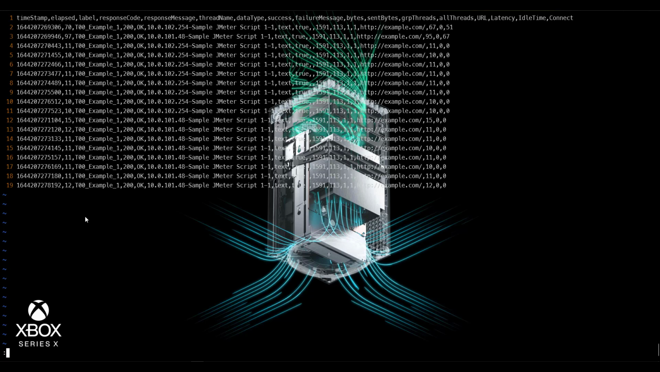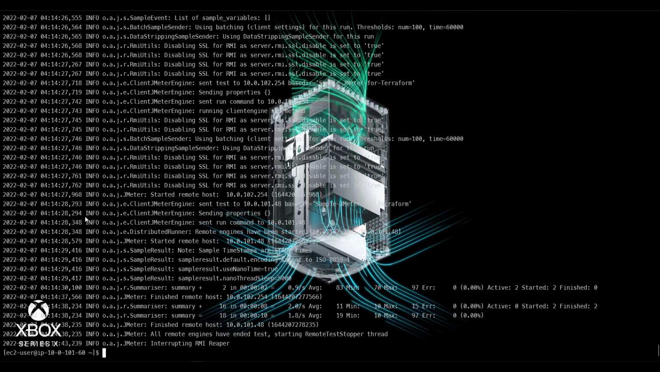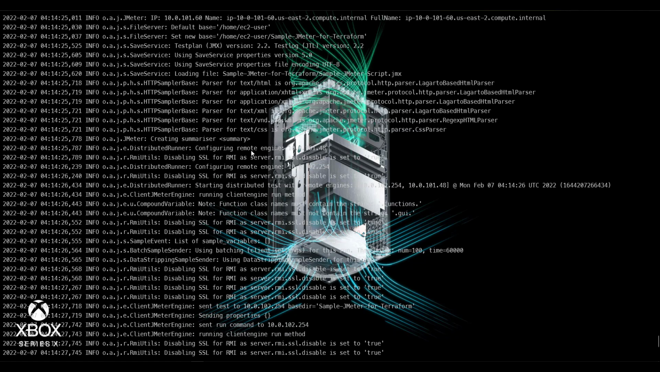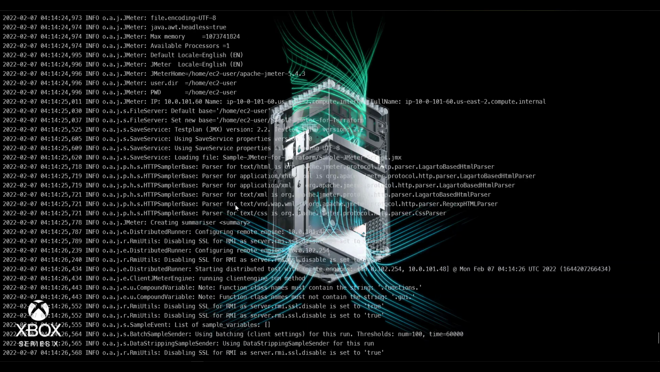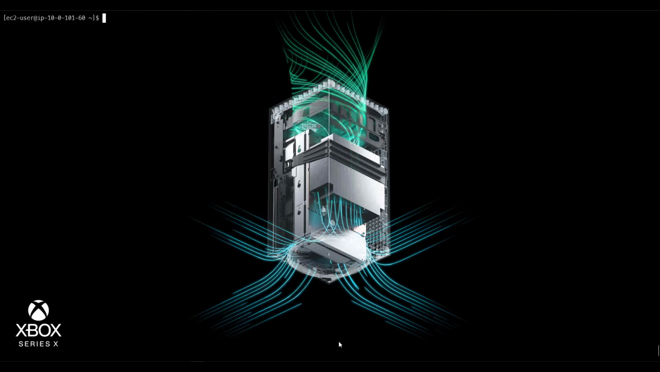So now let me just escape from here, and you can also validate the JMeter log. So if you just cat out the JMeter log, you can see the information about the RMI. So disabling the SSL for RMI, and you can see some engine started. So everything you can see it in the log file, and also you can see the summary. See, all remote engines have been tested, ended the test. Everything is proper. Everything is clean.